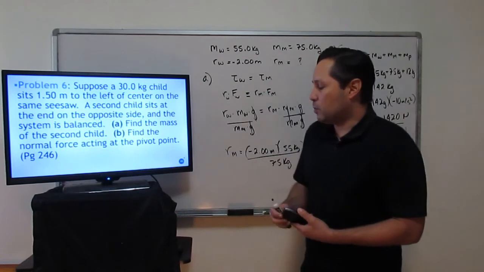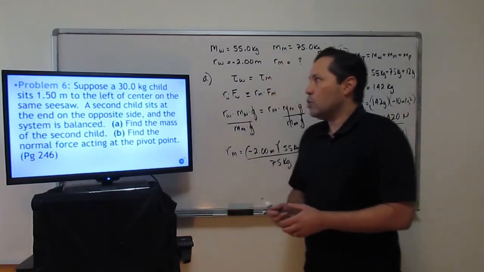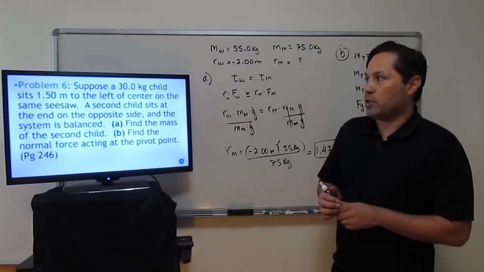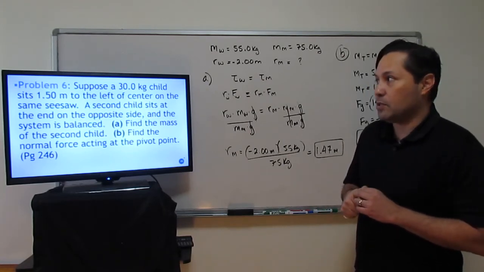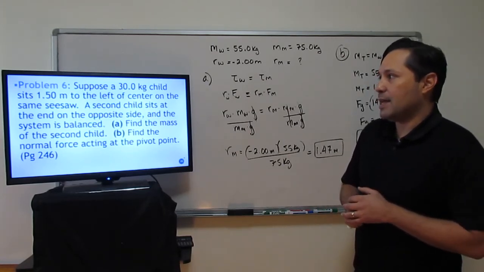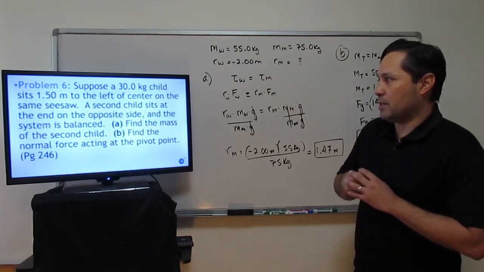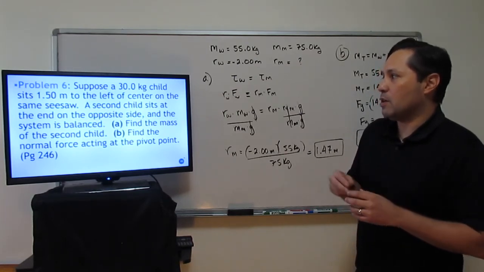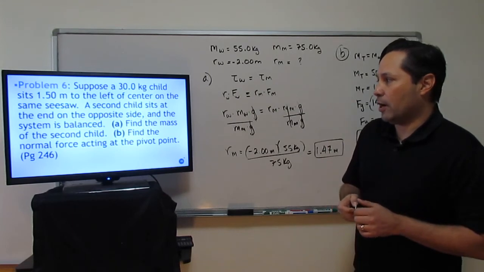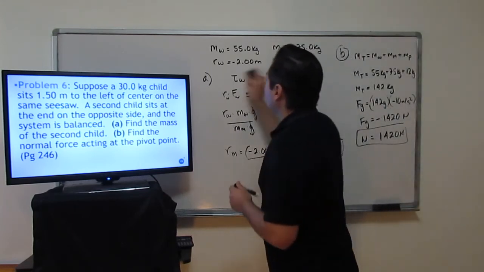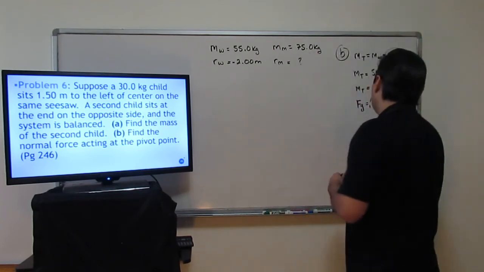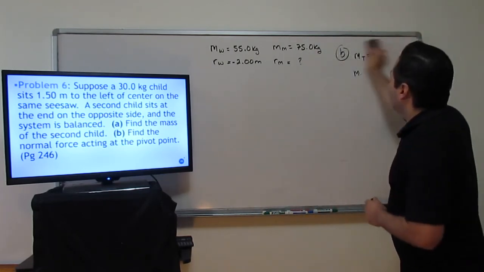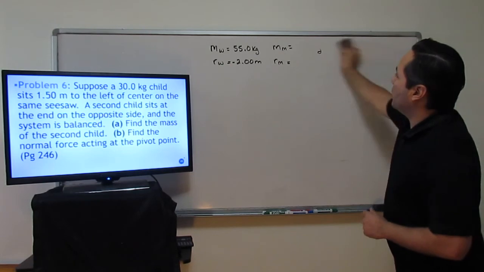Now, in this problem, problem 6, they ask you, suppose a 30-kilogram child sits 1.5 meters to the left of the center of the same seesaw. A second child sits at the end of the opposite side, and the system is balanced. Find the mass of the second child. So let's do that. We have 2 children sitting on the seesaw. We need the mass of one of them. So let's erase all of this.